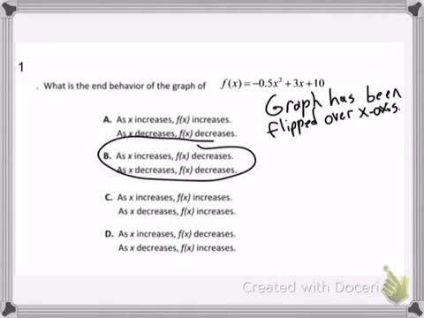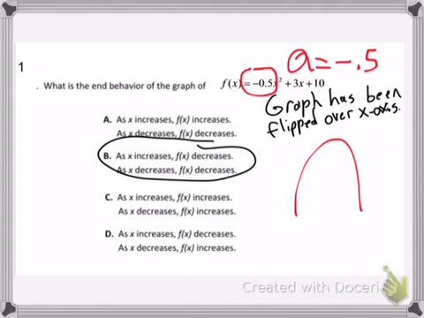A negative in the front causes the graph to flip over. The A value is negative, which causes it to flip, so the Y values are decreasing.